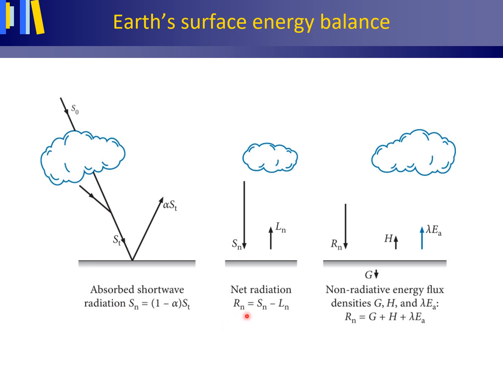Rn is the net radiation at the Earth's surface and can be determined as the difference between the net incoming shortwave radiation that is absorbed, Sn, and the net outgoing radiation at the Earth's surface, Ln. These radiation values are in megajoule per square meter and per day. The incoming radiation is shortwave because the sun has a high temperature. The outgoing radiation is long wave because the Earth has a low temperature.